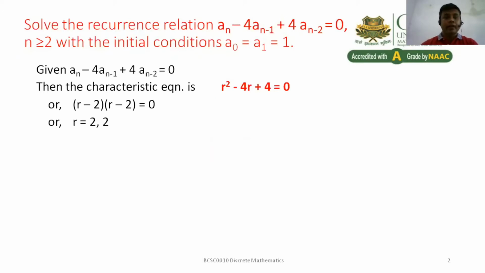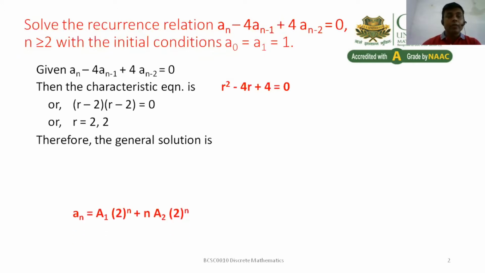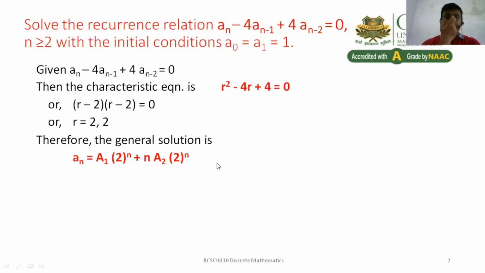Earlier we talked about the case where the roots are distinct. Here the roots are the same, and whenever the roots are repeated, the general solution is written in the form a_n equals alpha1 times 2 to the power n plus n times alpha2 times 2 to the power n. Here we have multiplied this term by n due to the repetition of the root 2. If it is repeated three times, then we have to add plus n square alpha3 times 2 to the power n. So this is the way to write the solution whenever the roots are repeated.